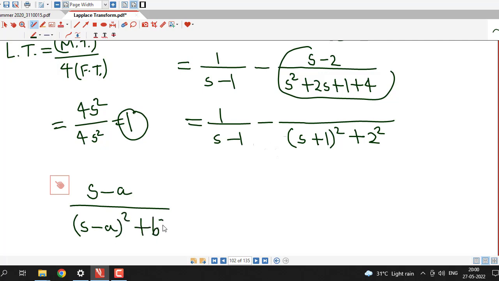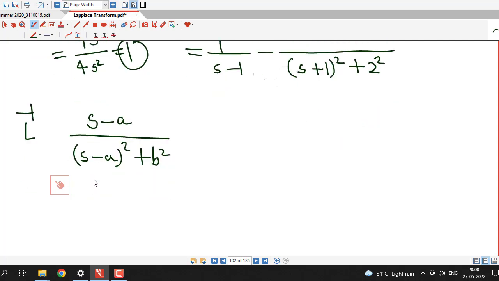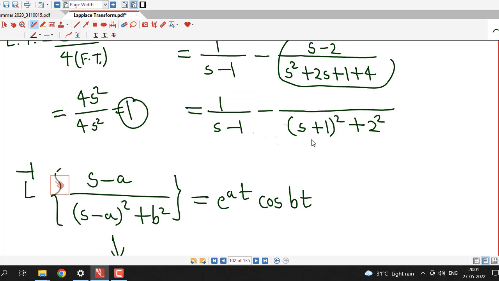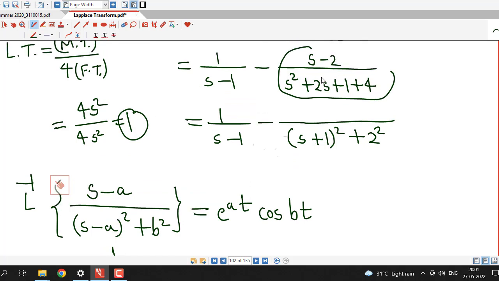Suppose I have this type of function, (s minus a) over the square of (s minus a) plus b square. Then we have this formula. Because of s minus a, we write e raised to at, and if you observe, the rest looks like s over s square plus b square. So the function corresponding to this is the cosine function, and because we have b square here, we write cos bt. So we will try to write this function in this form.